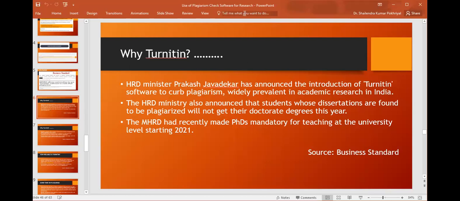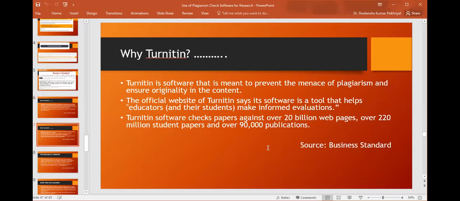The ministry made PhD mandatory for teaching at the university level starting 2021. Now recently again MHRD or UGC has given a mandate that PhD is not mandatory right now for a certain period of time. So nowadays without a PhD one can join as a faculty in any university. That is a different issue. But Turnitin is important because it is one of the most user friendly software that I'll tell you.